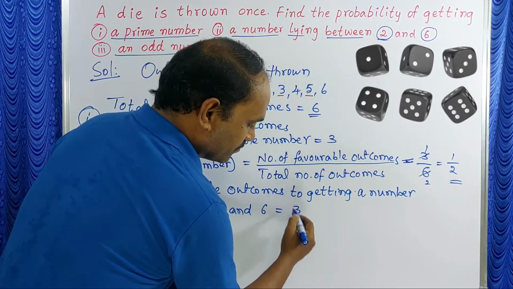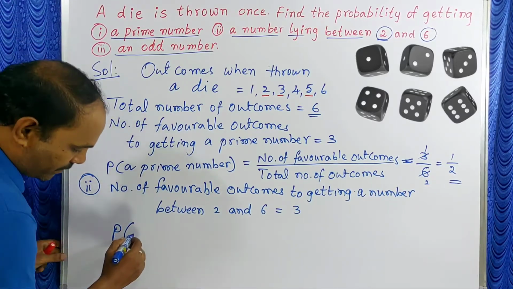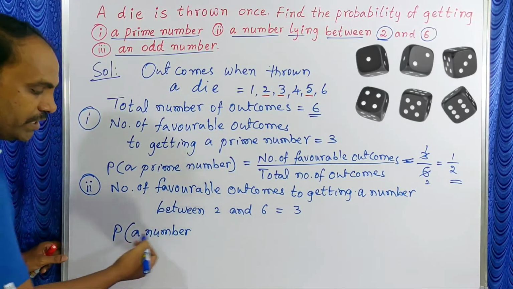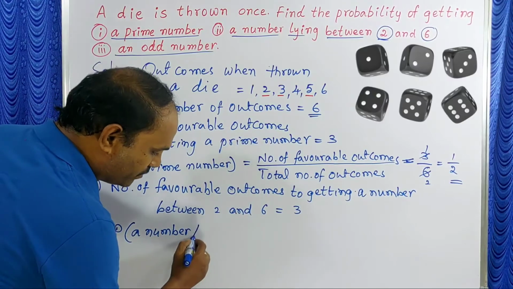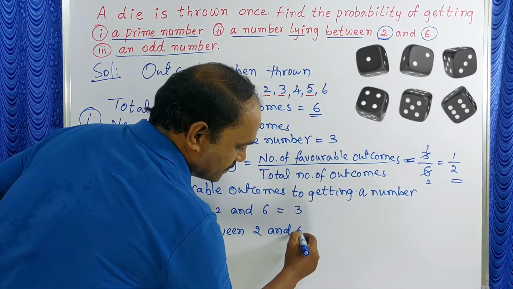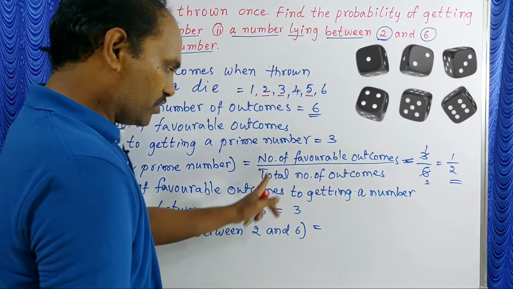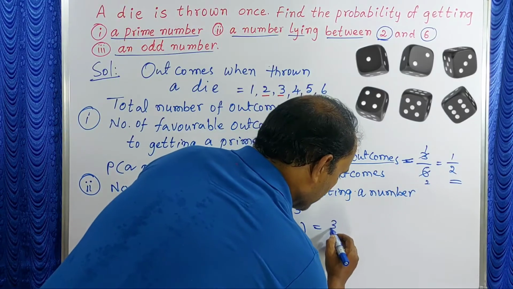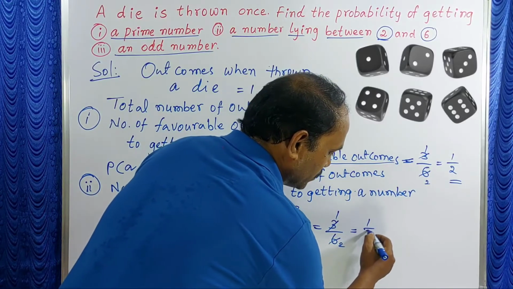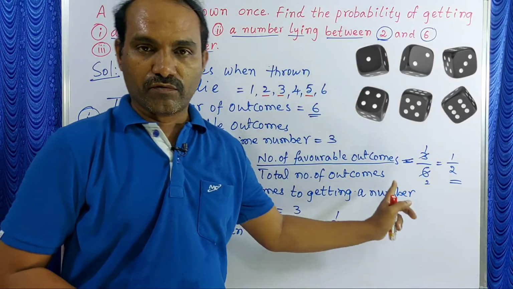3 outcomes are there. So again, probability of a number between 2 and 6 is equal to, we already wrote the formula here, no need to write again and again. Number of favorable outcomes 3 by total 6. Again 3 ones are 3, 3 twos are 6, 1 by 2. In this case also, the probability of getting a number between 2 and 6 is 1 by 2.